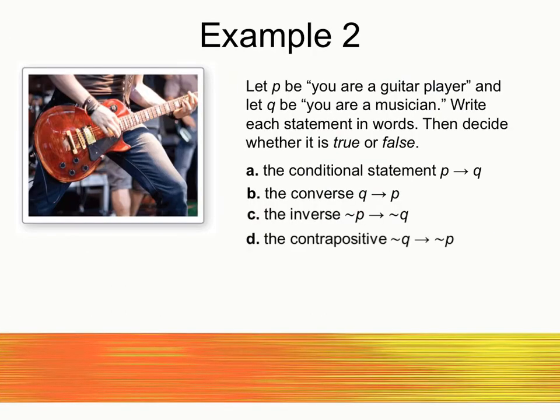All right, so example 2, let P be you are the guitar player. So that's going to be my hypothesis. My conclusion, let Q be, you are a musician. It wants us to write each statement in words and then determine, is the statement that you wrote for the conditional, the converse, the inverse, and the contrapositive, is it true or false? So I'm going to go to the next slide and I'll fill these in. I told you, let P be you are the guitar player and Q be you are the musician. So now we're also going to add in the words if and then.